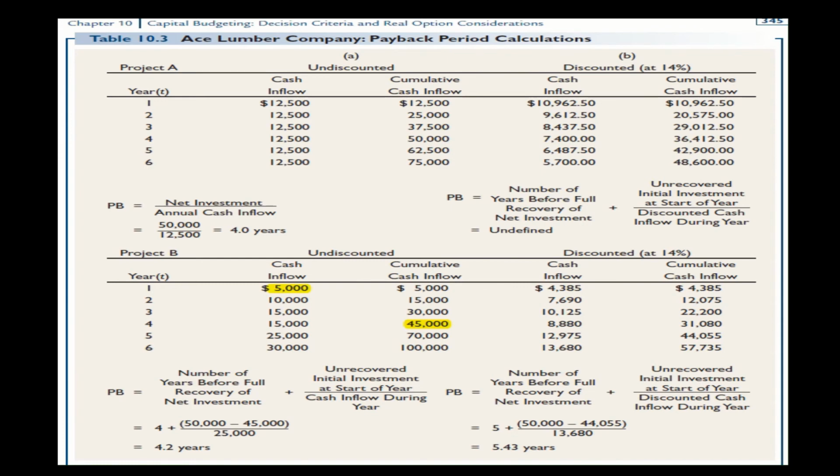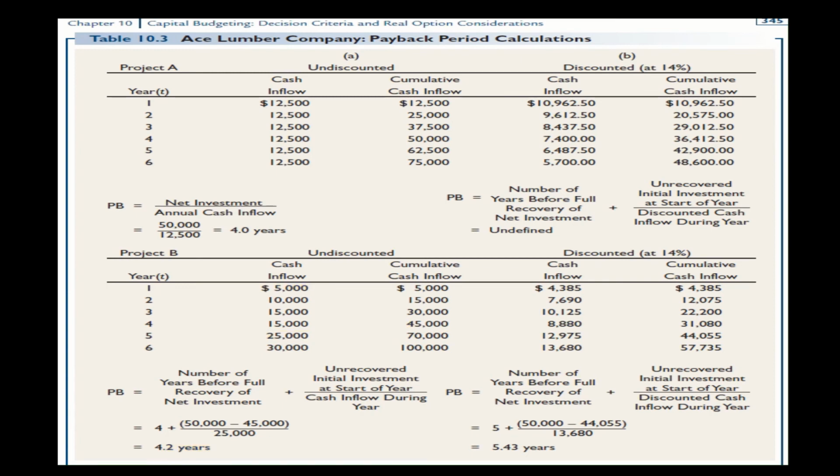So the number of years before full recovery of net investment is 4 years. Plus, the unrecovered initial investment, 50,000 ang ato net investment. Ang cumulative cash inflow as of the 4th year is 45,000. Ang unrecovered portion is 5,000. 50,000 minus 45,000 divided by 25,000, tungod kay ang unrecovered portion nga 5,000 kinahanglan ma-derive. So the payback period is 4.2 years. Meaning, it will take 4.2 years para ma-recover nimo ang imong net investment nga 50,000 pesos.